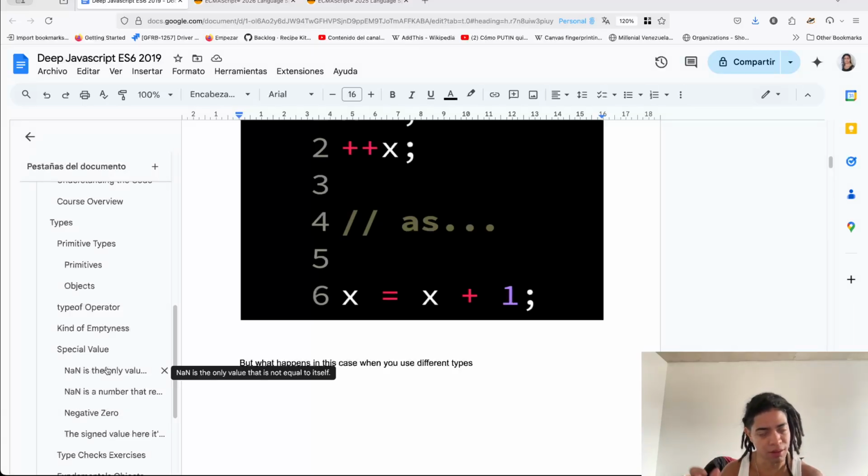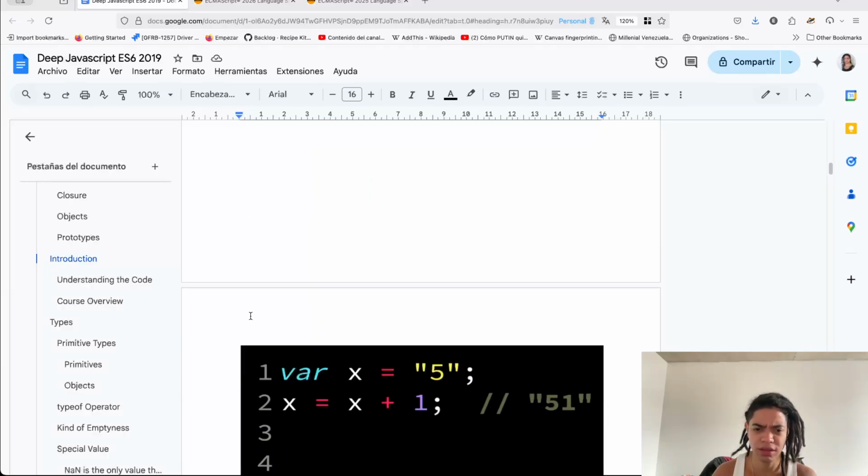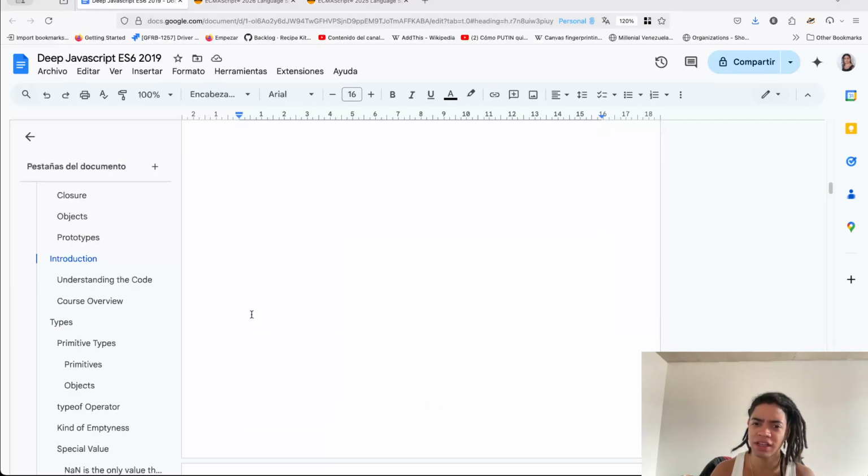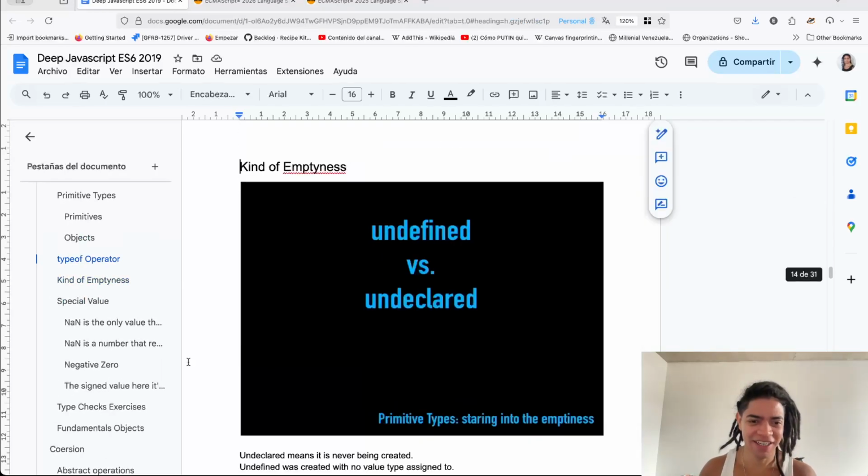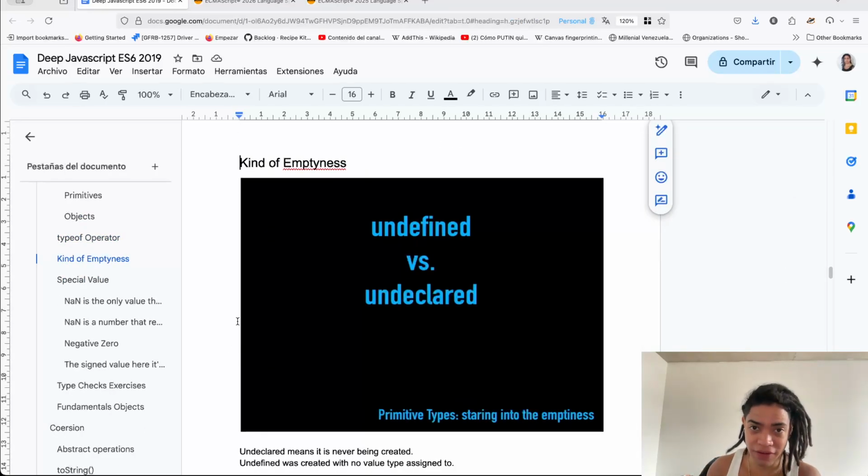If you take a look at this, there are the primitives and the typeof operator as a way to get those primitive values, and the kind of emptiness here, especially when we talk about concepts like undefined, undeclared, and uninitialized. And then some special cases for primitives, such as NaN and the positive and negative zeros.